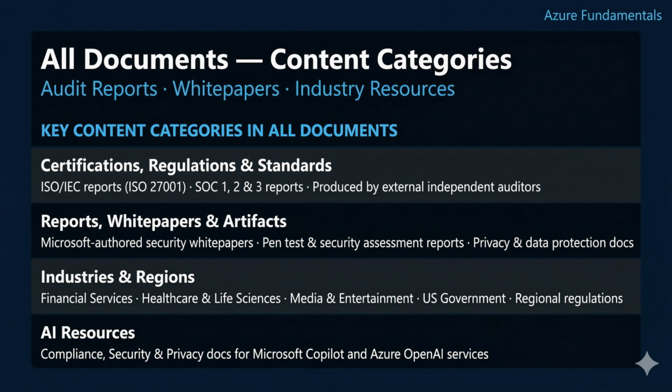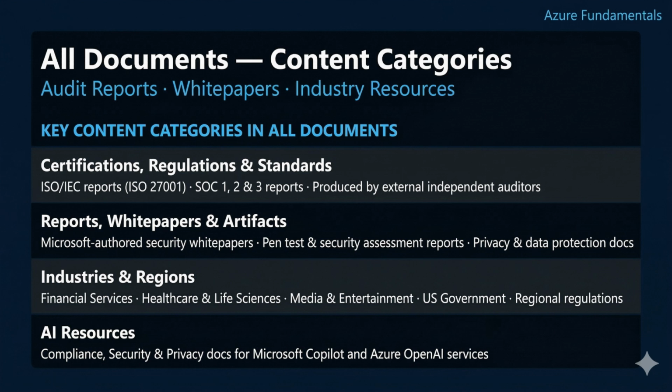The second category is reports, white papers, and artifacts. This includes Microsoft authored white papers, penetration test and security assessment reports, and privacy and data protection documentation. The third category is resources for specific industries and regions. Financial services organizations, healthcare providers, media and entertainment companies, and US government customers all have specialized regulatory requirements. The STP provides targeted resources for each of these sectors.